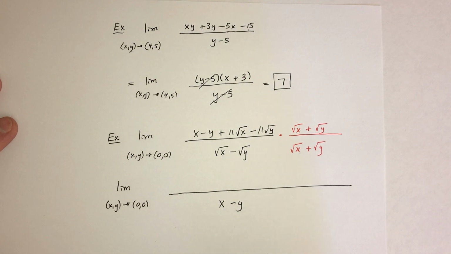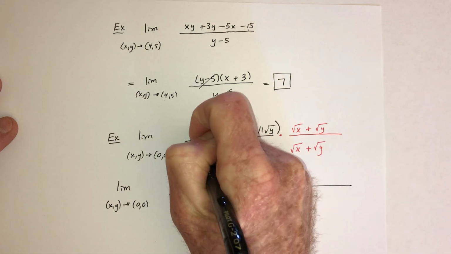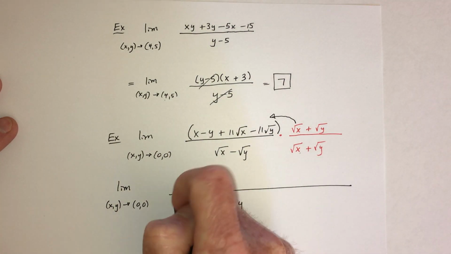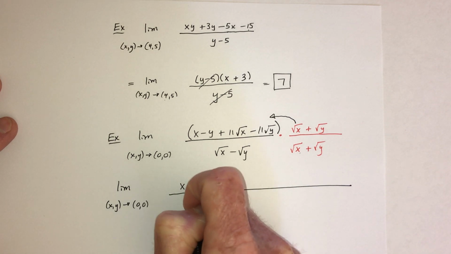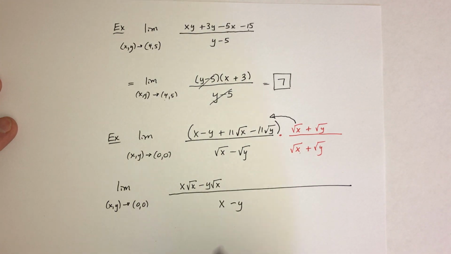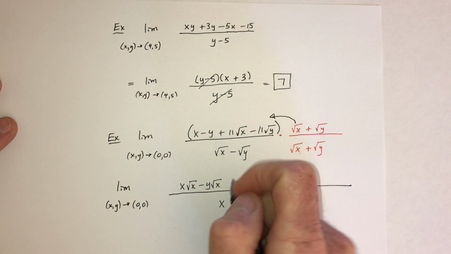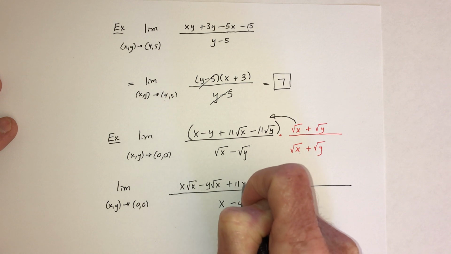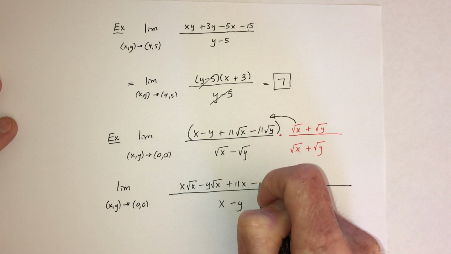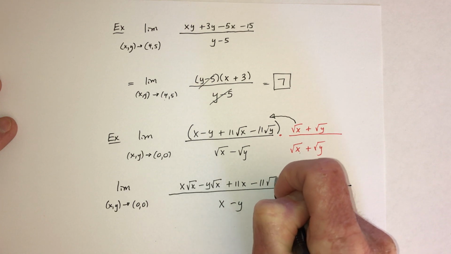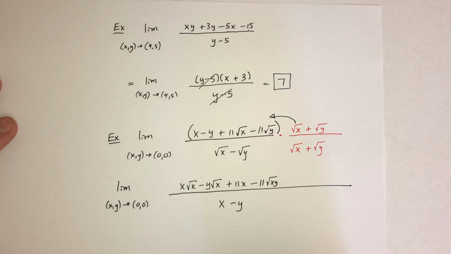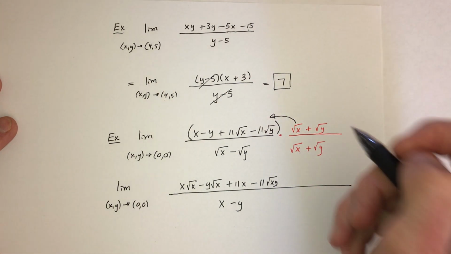Okay, now distribute. First of all, I'm going to distribute this square root of x. So there would be x times the square root of x minus y times the square root of x. Then multiplying it here, that's just going to be plus an 11x. And then there would be minus 11 square root of x and square root of y. I could just put those two together in a square root. Look at that, we're already halfway done.